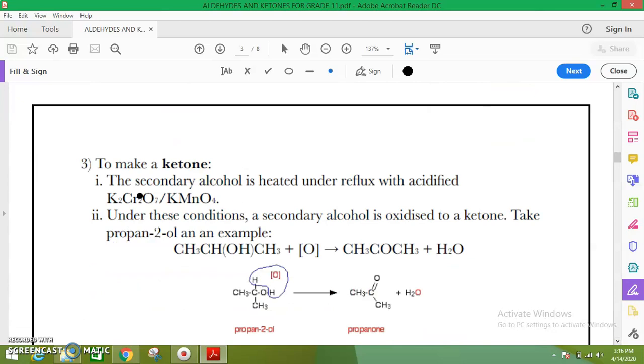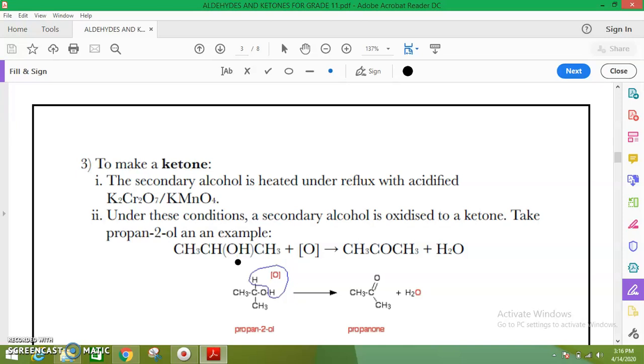To make ketones, the secondary alcohol is heated under reflux with acidified potassium dichromate or potassium permanganate under standard conditions. What conditions are required? This O comes from the oxidizing reagent. Either you can use K2Cr2O7 or KMnO4, but propan-2-ol is a secondary alcohol. We cannot oxidize primary into a ketone. We will always use secondary alcohol.